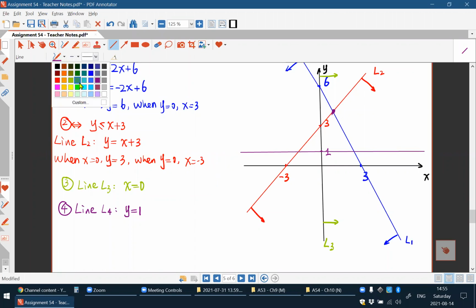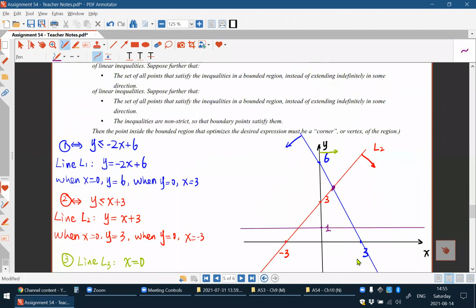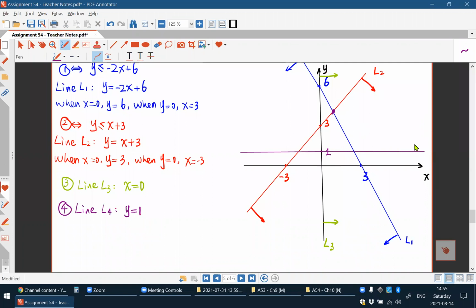And according to the inequality, y should be greater than or equal to 1, right? So this means the fourth region should be above line 4. This is line 4. Okay, so now can you see where is the overlapped area? The overlapped area should be here.